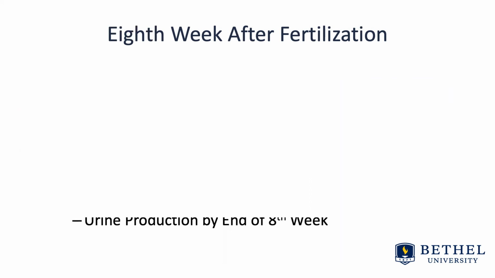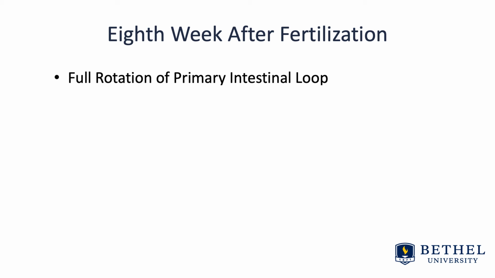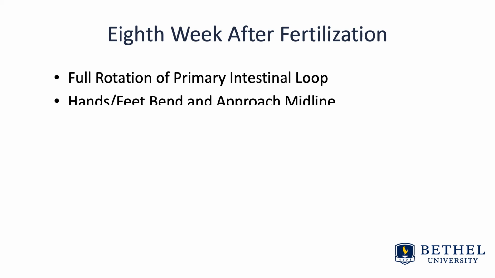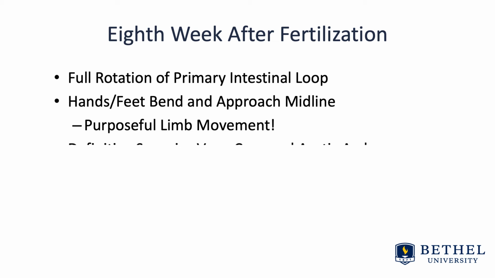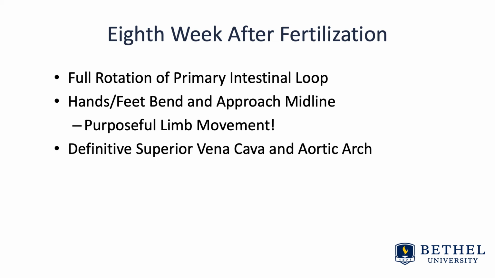8 weeks after fertilization. So we have full rotation of that primary intestinal loop as it moves into place. The hands and the feet bend and approach the midline, and we have purposeful limb movement, which is really fun to see on ultrasound, especially when you're doing an ultrasound for dating and viability, and you can show parents the little person on the ultrasound moving around. And we have a definitive superior vena cava and aortic arch. The vas deferens begins to form. The kidneys move up and actually touch the adrenals.